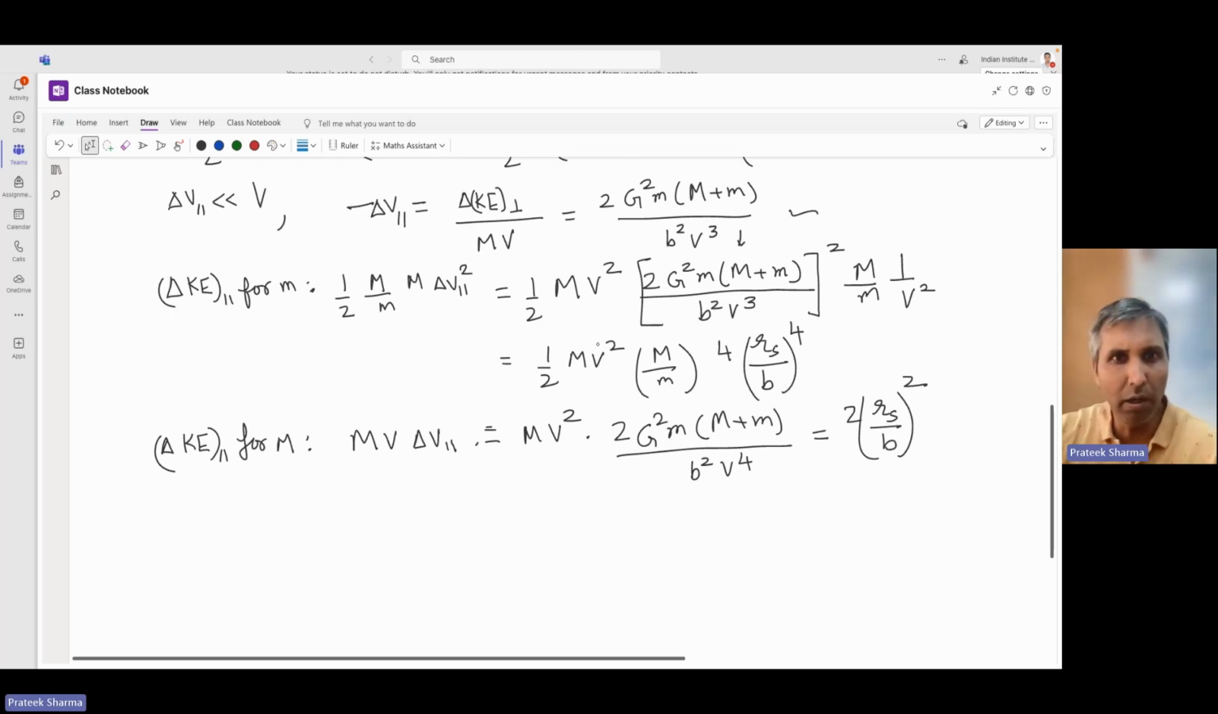But where is my dimensional factor? No, times m V squared, right? Because this is a dimensionless thing. So we actually have to compare this and this. And basically what we are asking is, where does this parallel kinetic energy go? Does it go into the massive guy or to the star? And it depends on this ratio Rs by B where it goes, right?